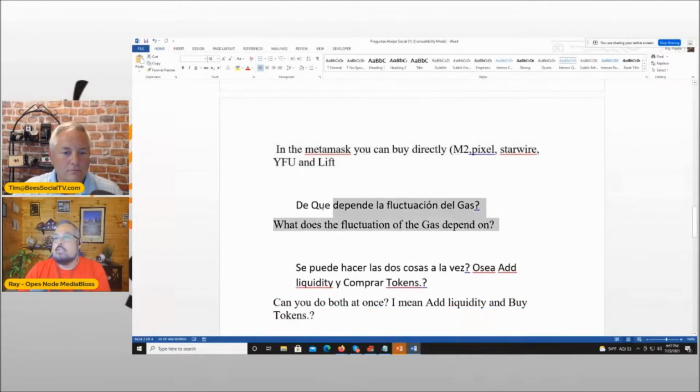So here we go. This is a good one. Why does the gas fluctuate, and what is it? What does it depend on? It all depends on how many people are trying to do transactions for that day. Not even that day, that specific minute. When the whole world is doing transactions at that same minute, the gas will go up and be high. Also, how complicated the transaction is.